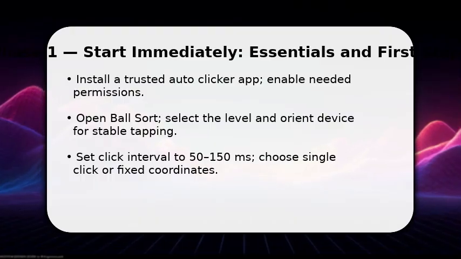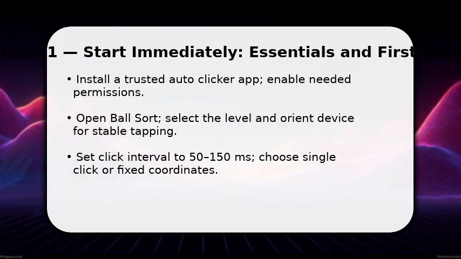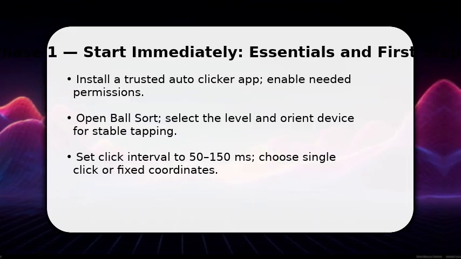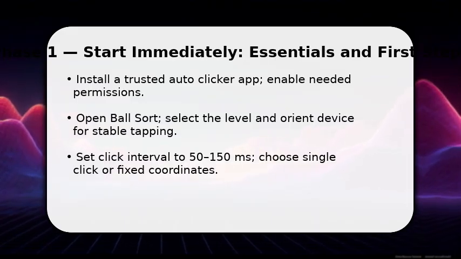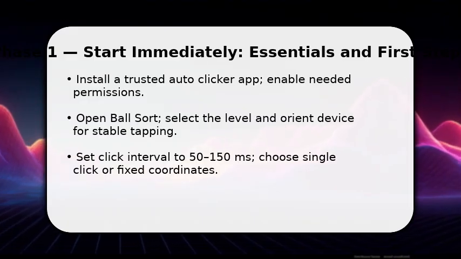You start by preparing both the auto clicker and ball sort so the automation can run reliably. Grant the clicker accessibility or overlay permission, then open the specific level you want to automate. Make sure game UI elements are visible.